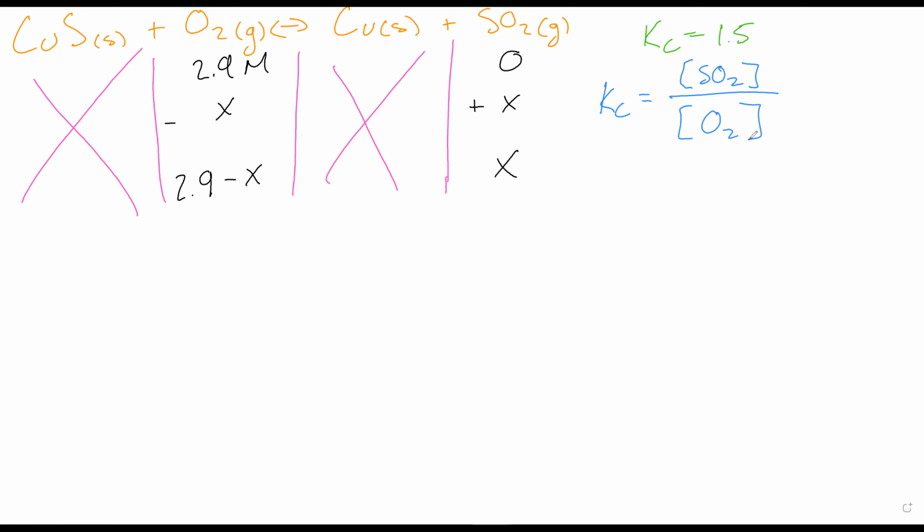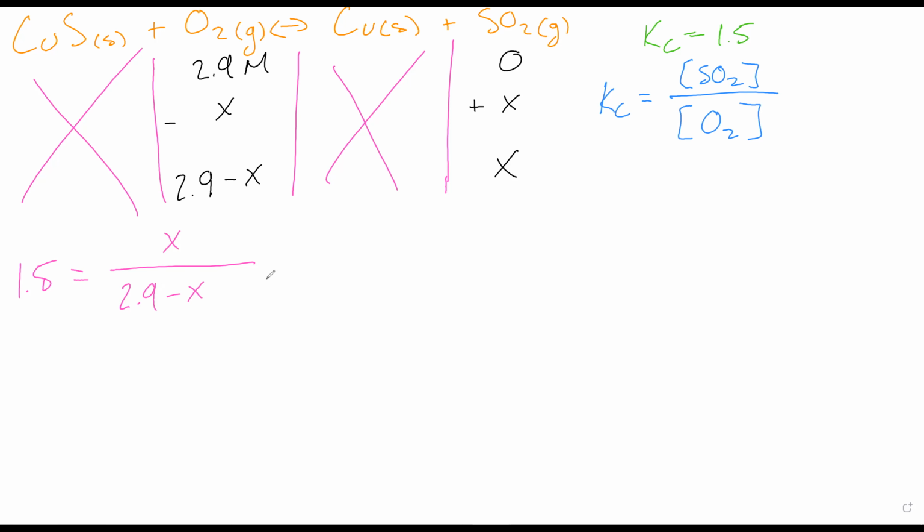So now I plug in my information. I know that Kc is 1.5. I can set that equal to the concentration of SO2, which in our case is X, and the concentration of O2, which in our case is 2.9 minus X. Now I simply solve for X.